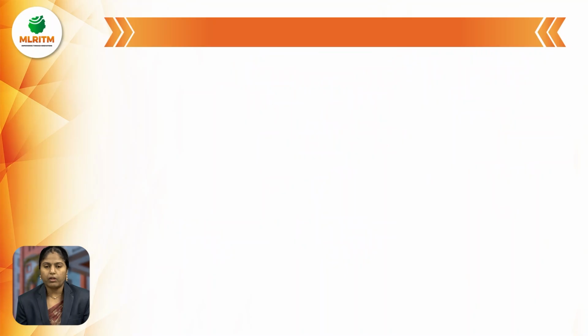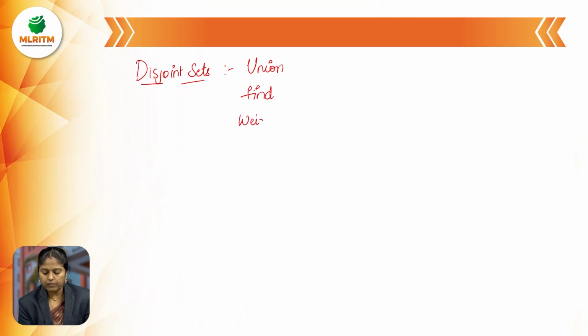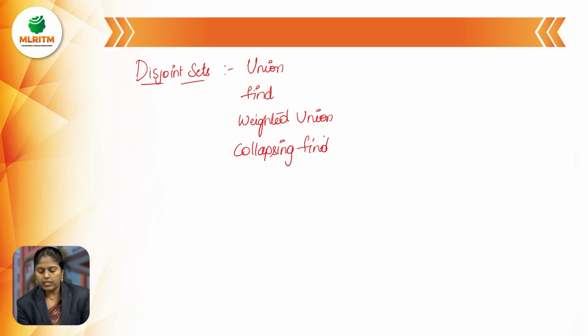Next topic, it's about the disjoint sets. See, what do you mean by disjoint sets? In the disjoint set there will be certain operations. First one is the union operation, and the next one is find operation, and the next one is weighted union, and the next one is collapsing find. See, these are the 4 operations in the disjoint set. Actually, in the disjoint set, we have to solve each and every operation.